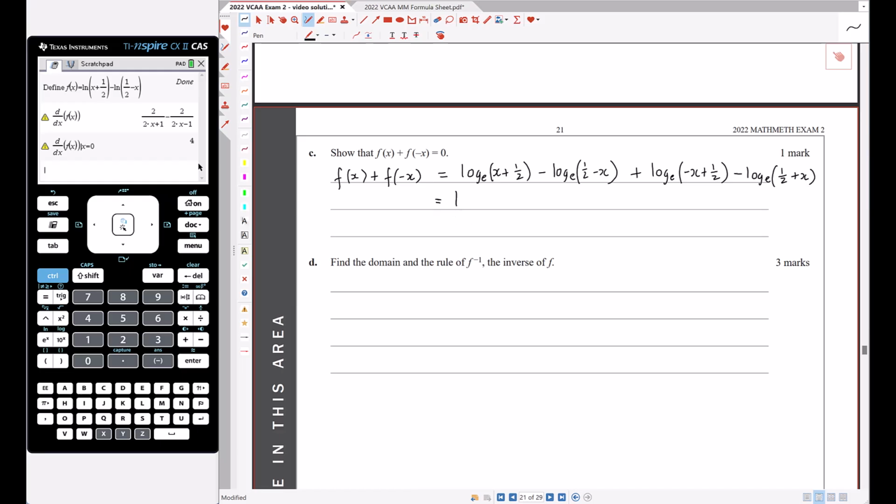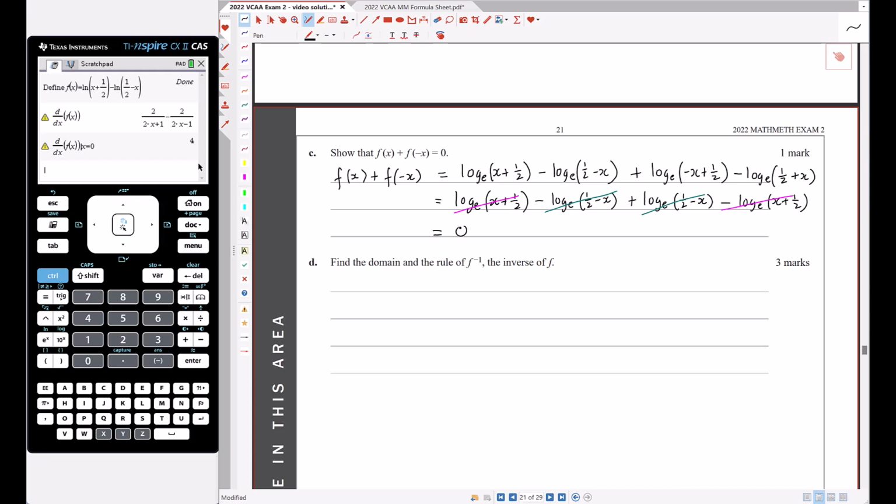Okay, so what we have here is to show that, so I'm going to be a bit explicit here, even though I can probably see what's happening. So that's log e of x plus a half, take away log e of half minus x. This is plus log e of half minus x, and this is minus log e of x plus a half. So what we see here is we've got log e of x plus a half, take away log e of x plus a half, and we've got negative log e of half minus x plus log e of half minus x. And so those things are all going to simplify down to 0.